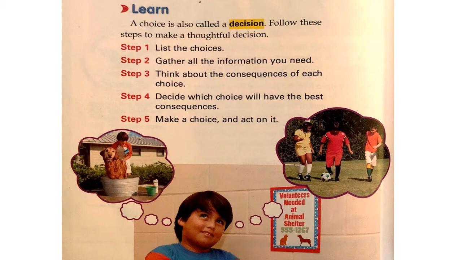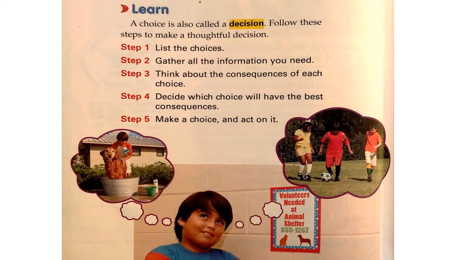Okay, so a choice is also called a decision, and when you're making a decision you need to follow certain steps, and that's where you need to think critically. So step 1 is that you've got a list of choices, right? You can look at the picture down below. The illustration shows that there's a kid, and he's looking at a poster of volunteers needed at animal shelter, and there's a phone number. And then he's thinking to himself, what if I volunteer? And on the second thought bubble, you can see that he's playing soccer with his friends, right? So first of all, he's listing the choices he's got.